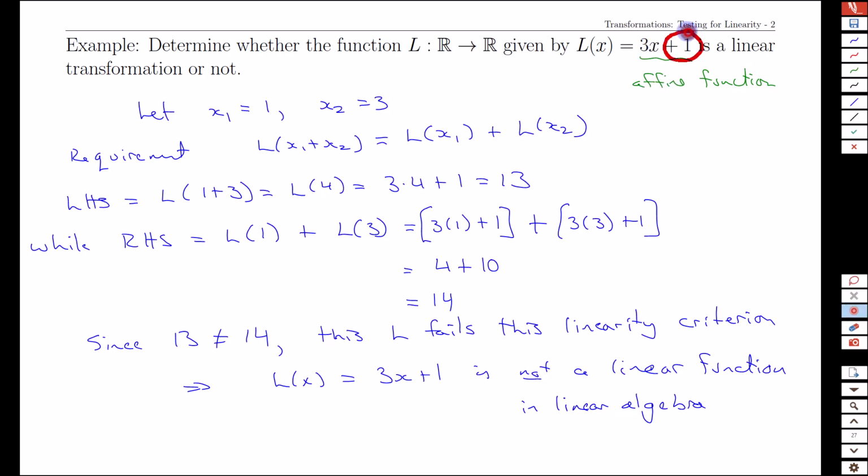This function with this plus 1 on the end or plus anything else, the shift, is not going to be what we define as a linear function with the rules, the more precise rules we're using here. And that's an important distinction to have in mind.